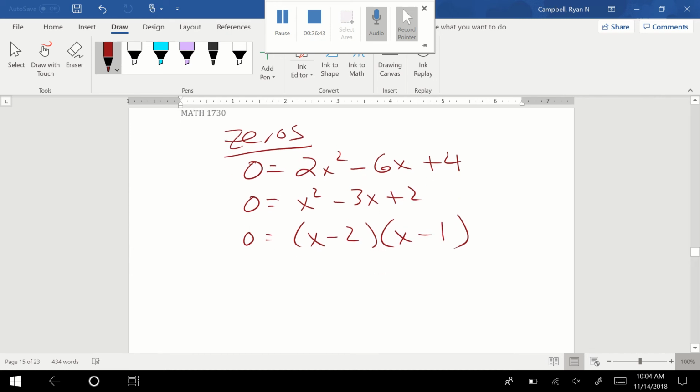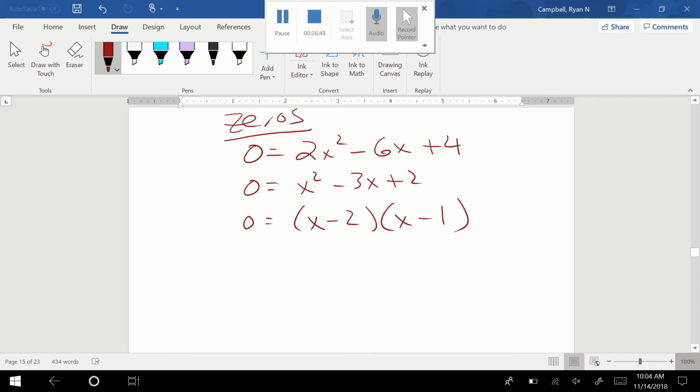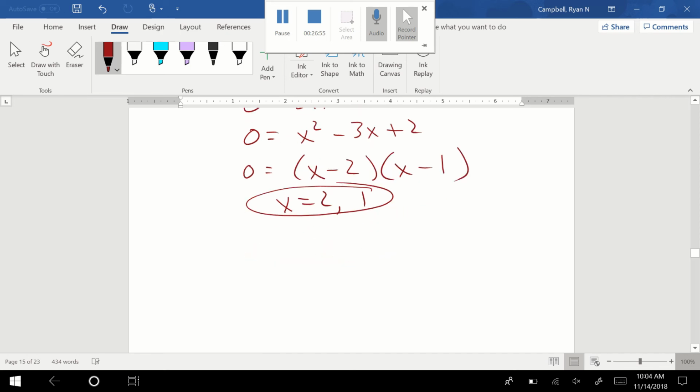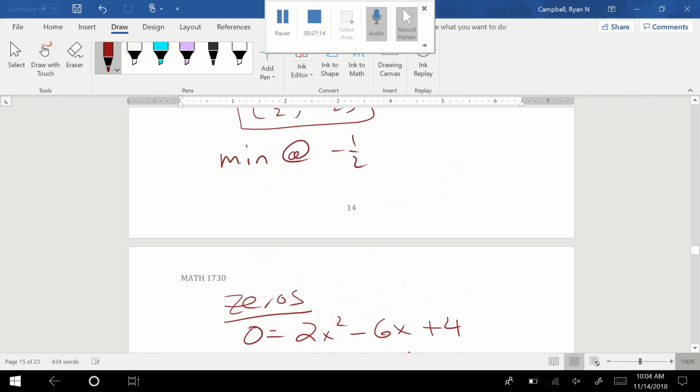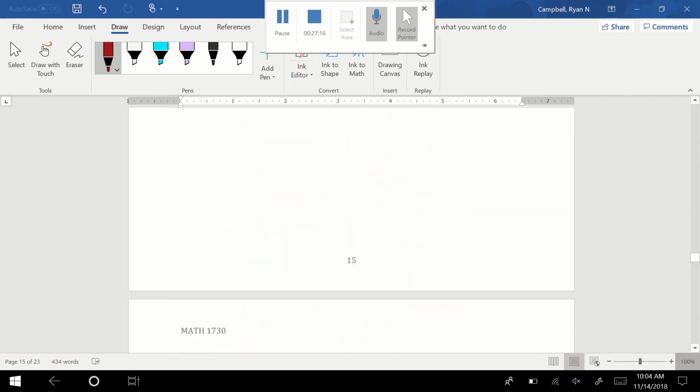If this didn't work out, then you would have to use the quadratic formula. But it did work out, so we see that x is going to equal 2 and x is going to equal 1. So those are our x-intercepts, so we can graph that. x equals 2, x equals 1. We have our vertex at 3 halves, negative 1/2. And if we notice, that's the exact same thing as our previous problem. So same answers for all of these, we just get there a little differently.